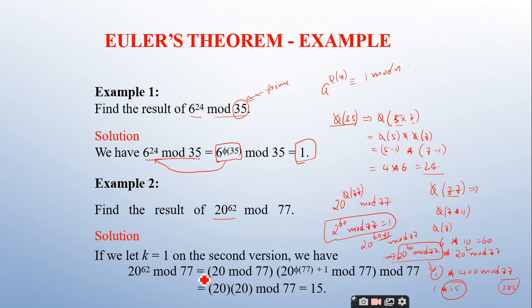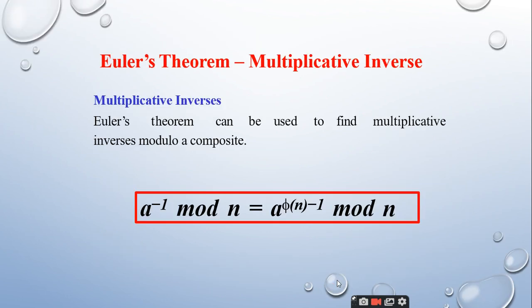So this is how you can do it. You can apply the second formula also, that is k is equal to 1. You take k is equal to 1, and 20 power 62 mod 77 can be written as 20 mod 77 into 20 power 5·77 plus 1 mod 77, mod 77. Like that, anything you do, you will get the same value. Clear?